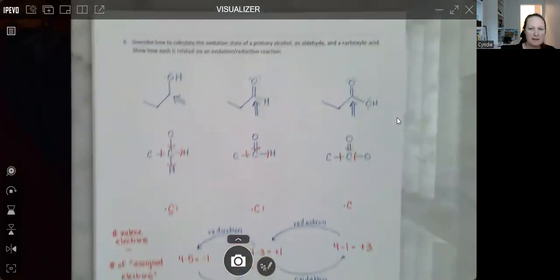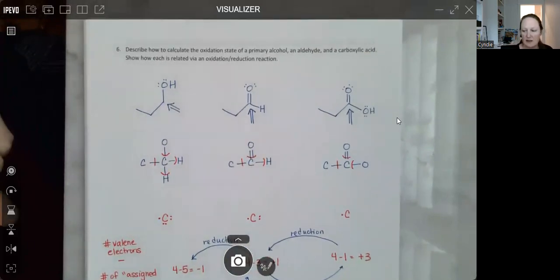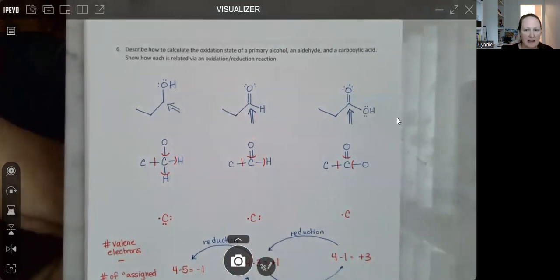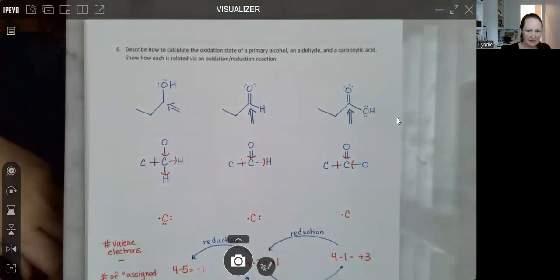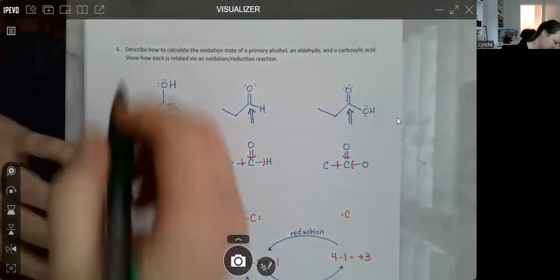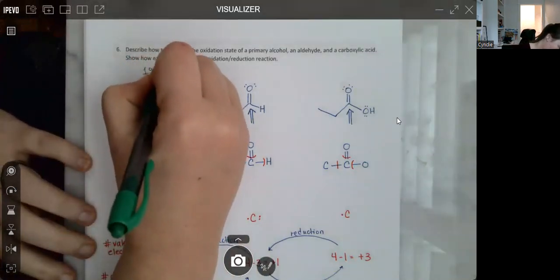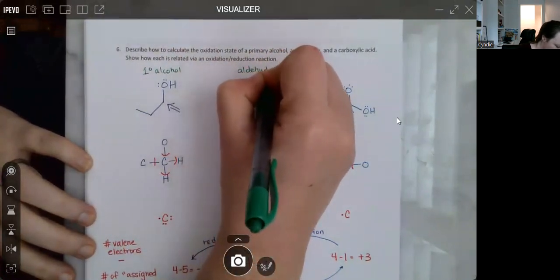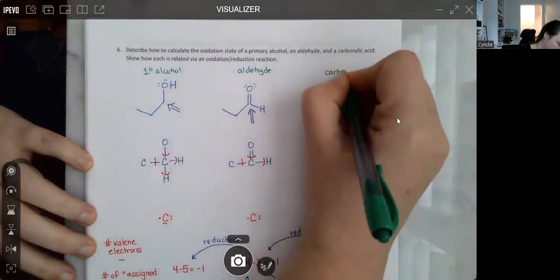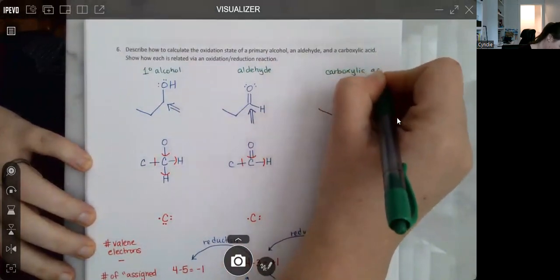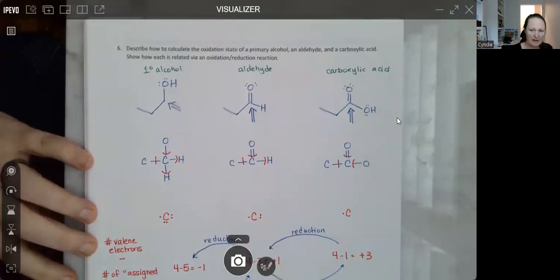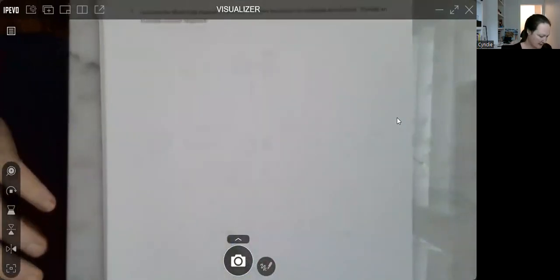Okay, so coming back up here, let's see if we answered all of the questions here. Describe how to calculate the oxidation state of a primary alcohol, an aldehyde, and a carboxylic acid. I guess maybe it would have been helpful to label these, right? So we have our primary alcohol, aldehyde, and a carboxylic acid. Show how each is related via an oxidation reduction reaction. Okay, I think we did all of that.